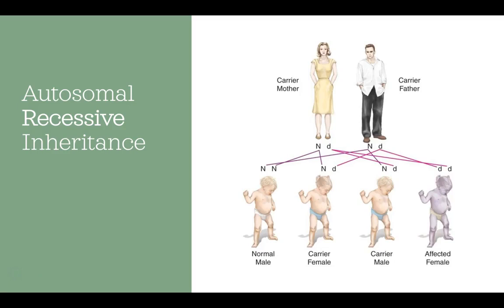Again, sickle cell and cystic fibrosis, I'm trying to say them both at once. Cystic fibrosis and sickle cell anemia are both examples of autosomal recessive disorders. We will get more into the specifics of those diseases in pediatrics.